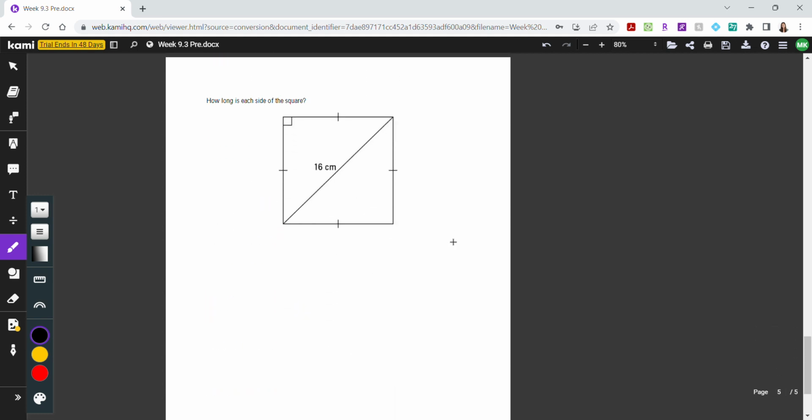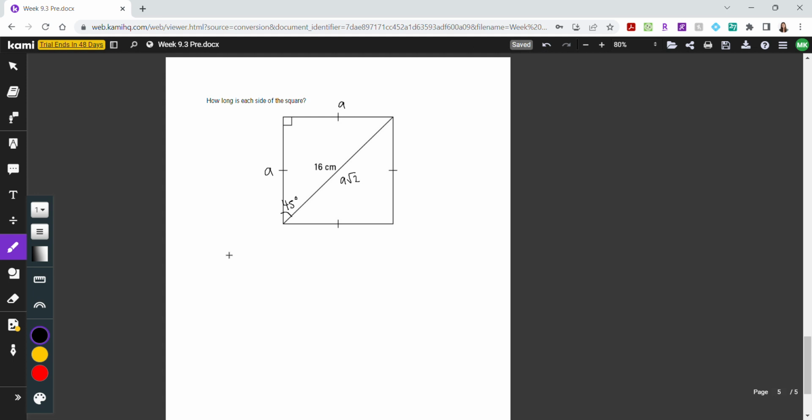Now on to the next one. How long is each side of the square? We notice this is an isosceles triangle and one of our angles is 90. That means the other two angles are congruent, so they're going to be 45 and 45. Because of this, I know that this side is A, this side is also A, and my hypotenuse, given as 16 centimeters, is A square root 2.